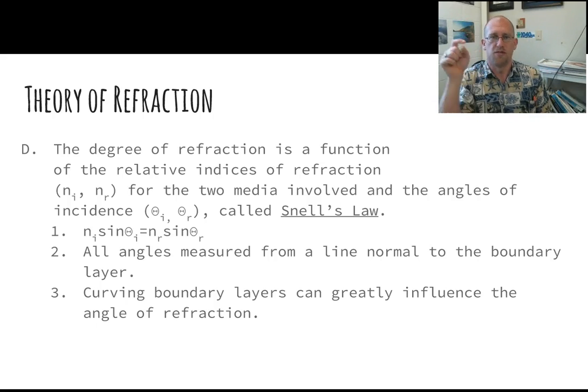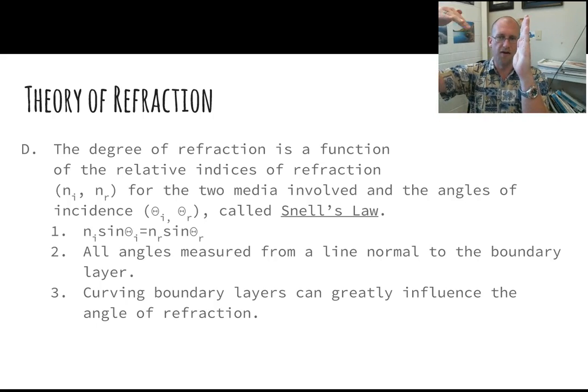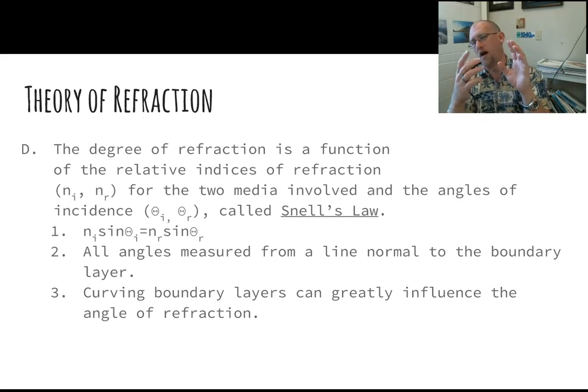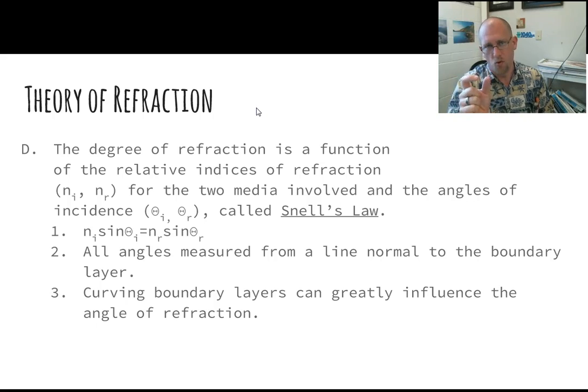Now in refraction, we're talking about something going in, but we still have to draw a normal line, and the angle of incidence and the angle of refraction are going to be on opposite quadrants of the intersection of the boundary layer and the normal line, but we're still going to be measuring everything from the normal line.